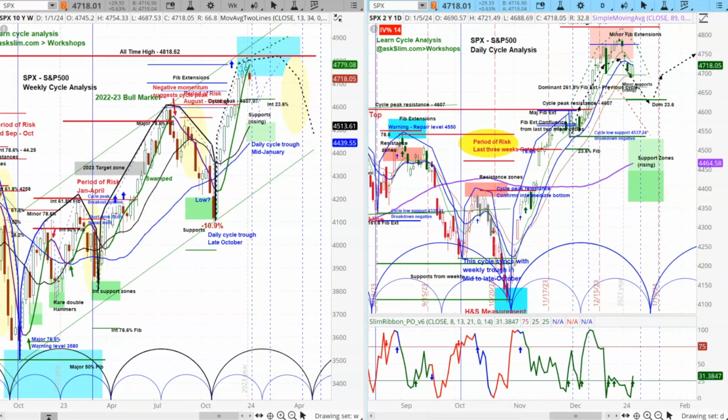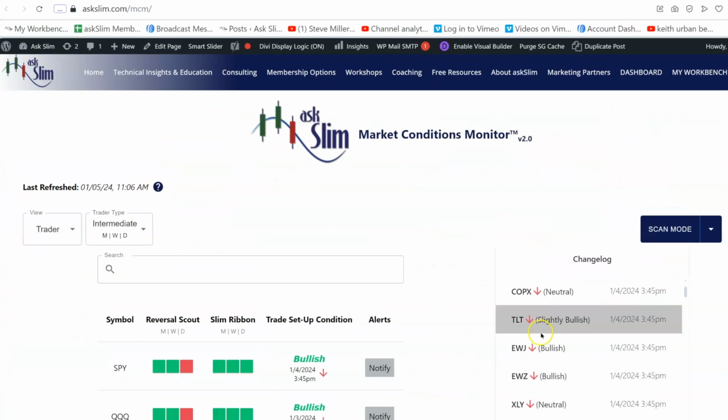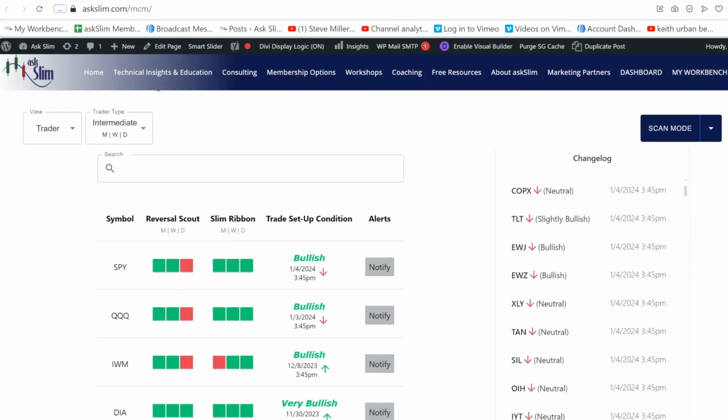So I want to now switch over to something else, because we looked at the S&P 500. I'm not going to look at the other indexes. And if you watch the Future Speak show on Wednesday, you'll be able to see all of the indexes, a total of 24 different indexes and futures contracts that we do analysis on. But right now, what I want you to see is the Market Condition Monitor. So this is available for level 3 and level 4 members. And right now, this is set up on intermediate.